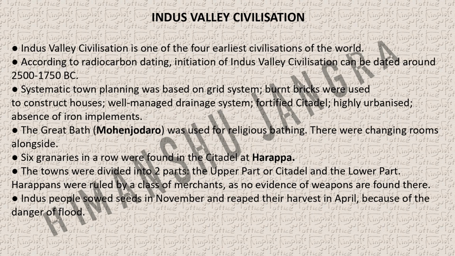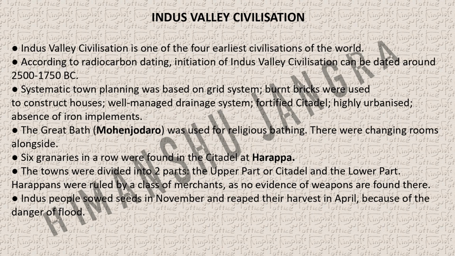The Great Bath at Mohenjo-daro was used for religious bathing. There were changing rooms alongside. Six granaries in a row were found in the citadel at Harappa. The towns were divided into two parts, the upper part or citadel and the lower part. Harappans were ruled by a class of merchants, as no evidence of weapons is found there.